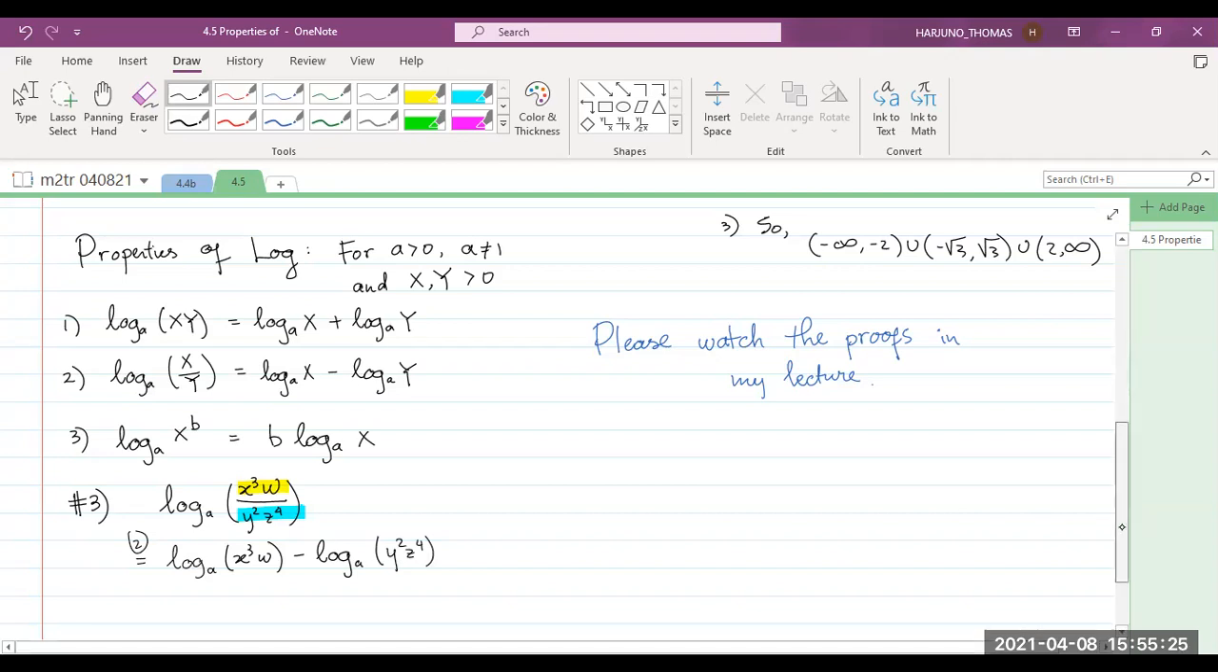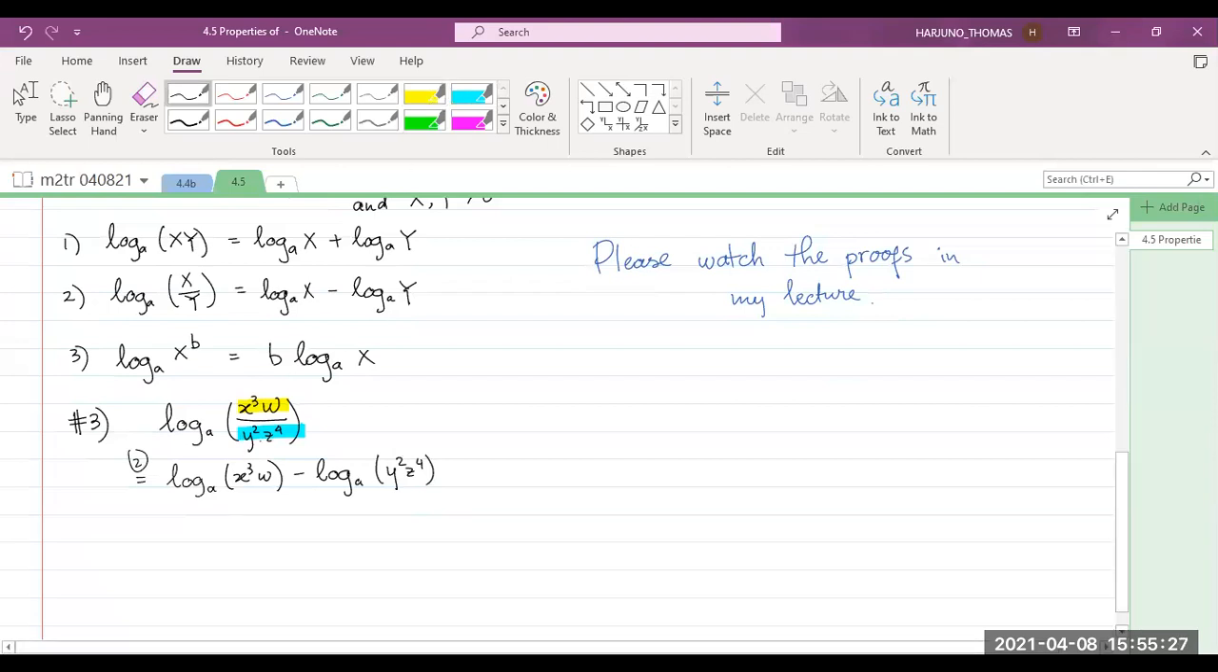Now for each of them, we have a product, right? So I will use rule number 1. Property number 1: this will be log base A of x cubed plus log base A of w, minus, log base A of y squared plus log base A of c to the fourth.